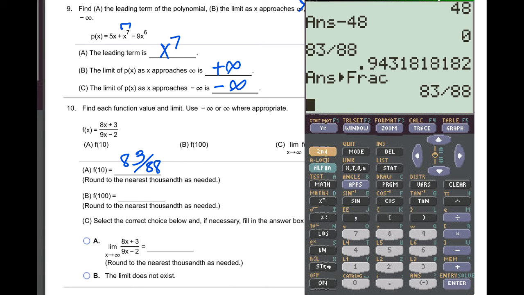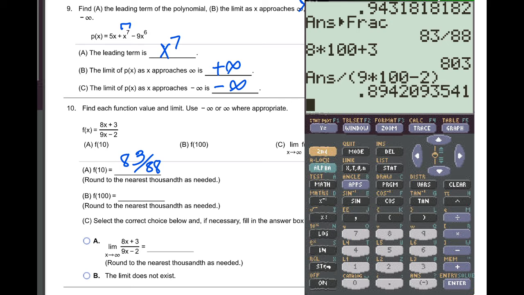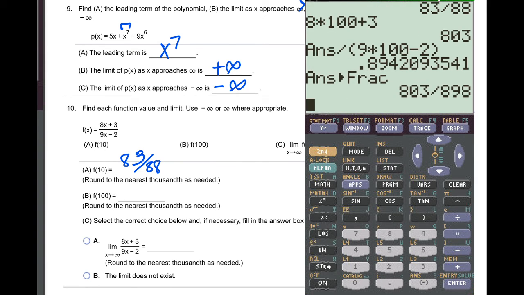We need to plug in 100. Let's actually do it on the calculator. So 8 times 100 plus 3, that's the numerator. And then we're going to divide by 9 times 100 minus 2. So just a little bit of arithmetic here. Let's turn on the math frac, and our answer is 803 divided by 898.